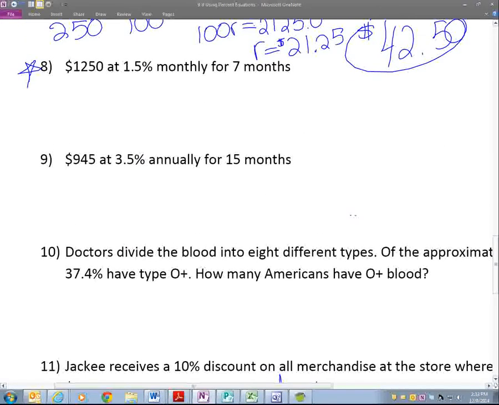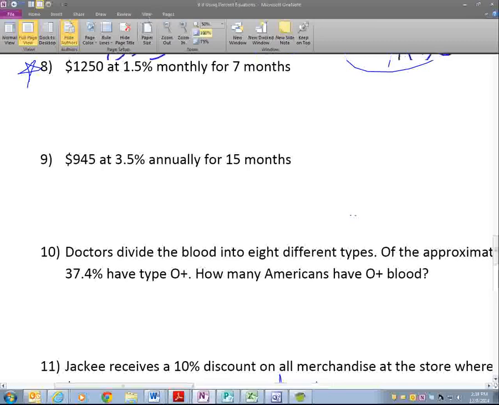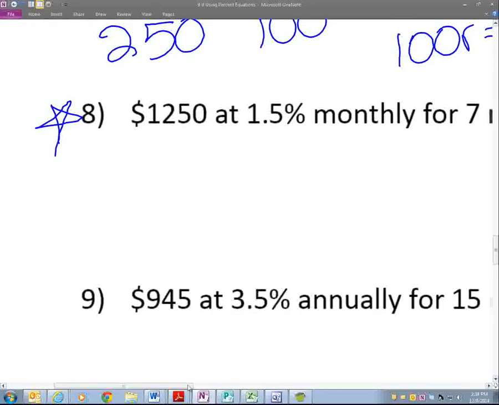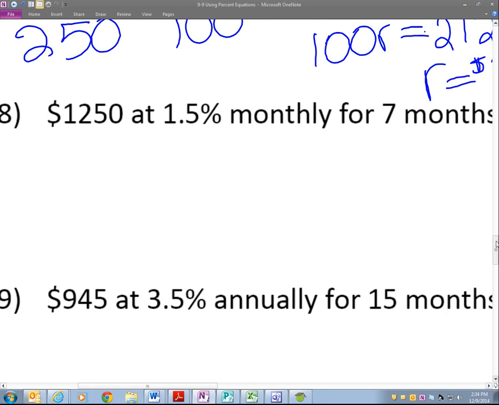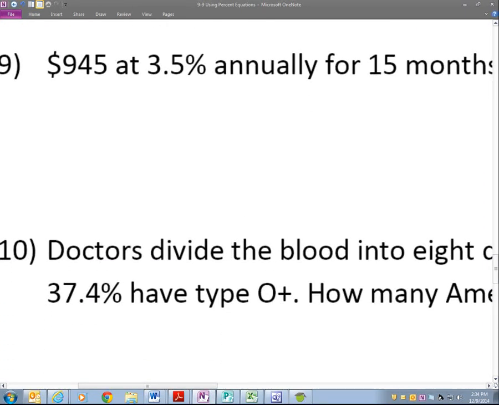So, number 9 says $945 at 3.5% for 15 months. Now, here's the trick with this one. Look, annually, months. What are we going to do? We can't change this part. That's what the bank said. We can't change that, do it every month or year. But what we can do, we have to change this into years.